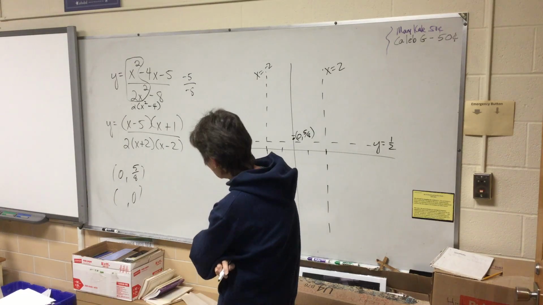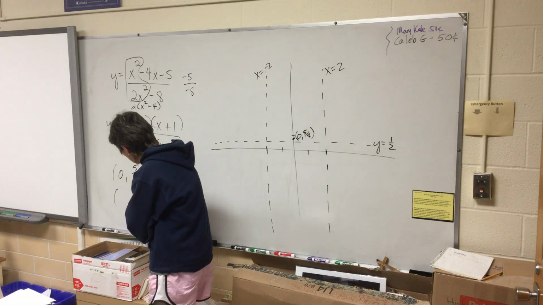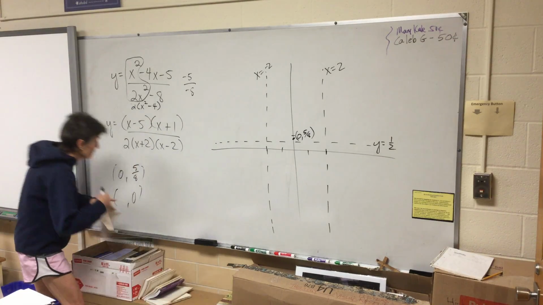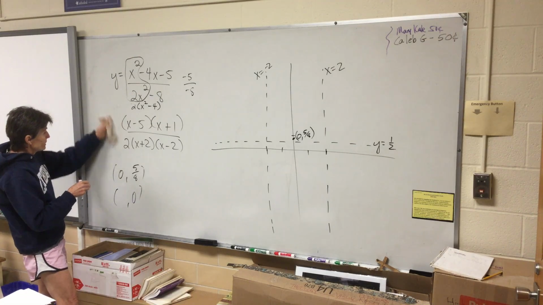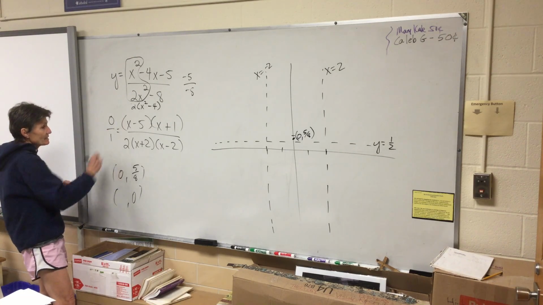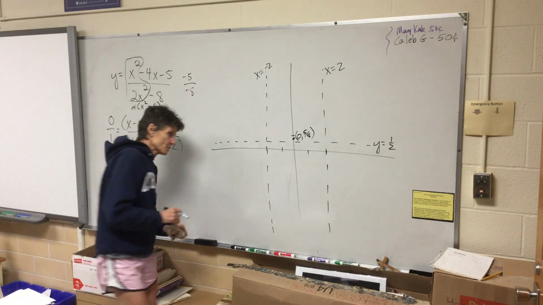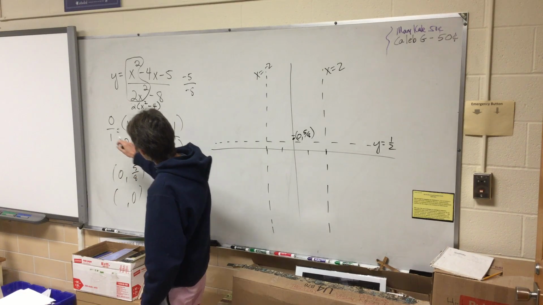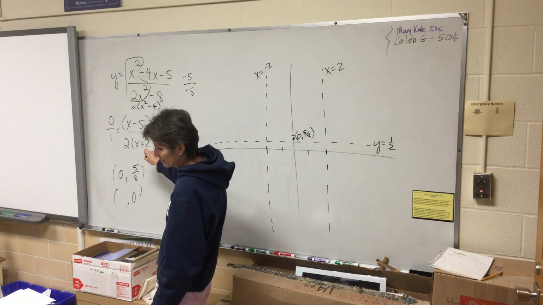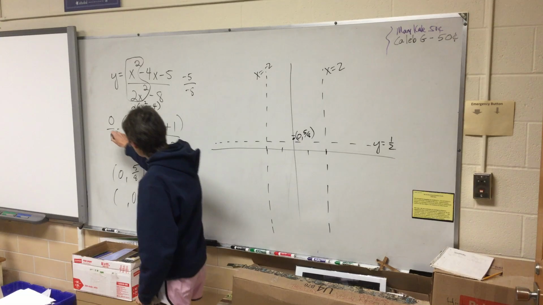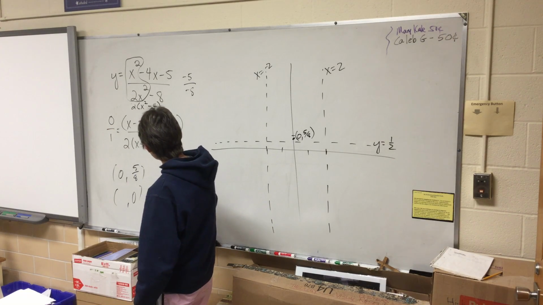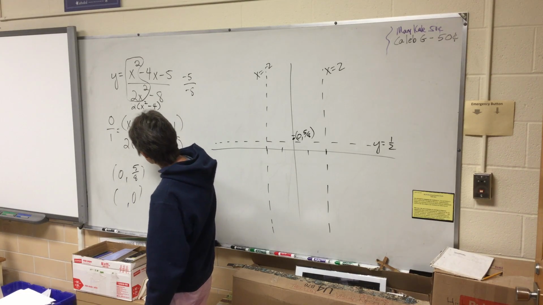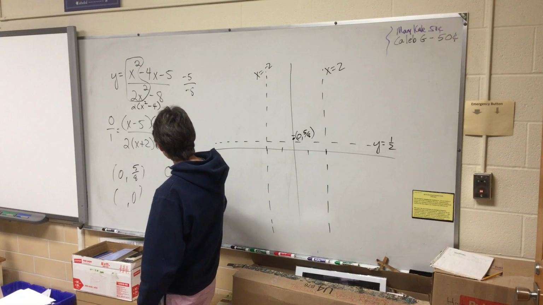All right, now I'm going to let y be 0. So now I'm going to come over here to this equation right here, and I'm going to let y be 0. I put 0 over 1 so that I can cross multiply. Kids, it's super simple. What is 0 times anything? 0. So when I cross multiply, that's just 0. And then what's 1 times anything? Just itself.